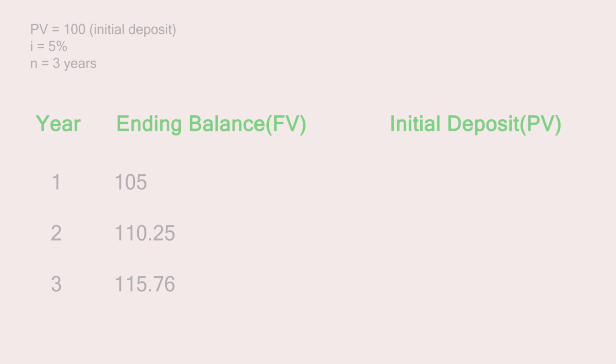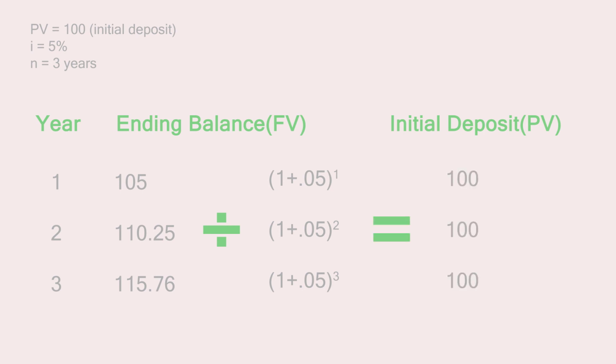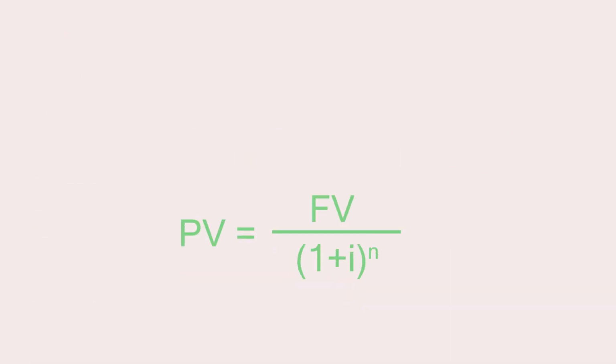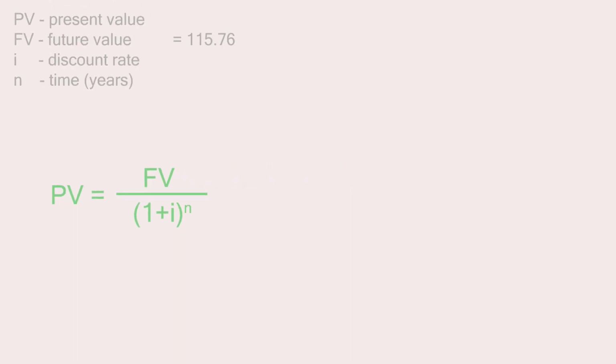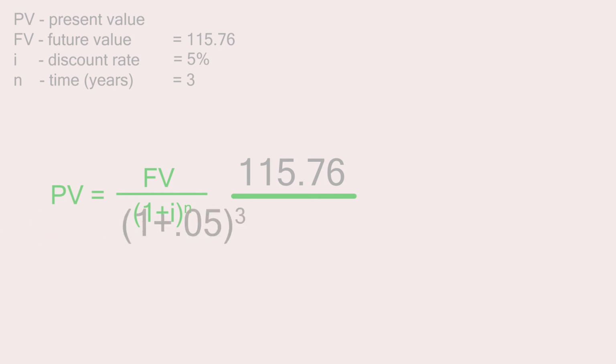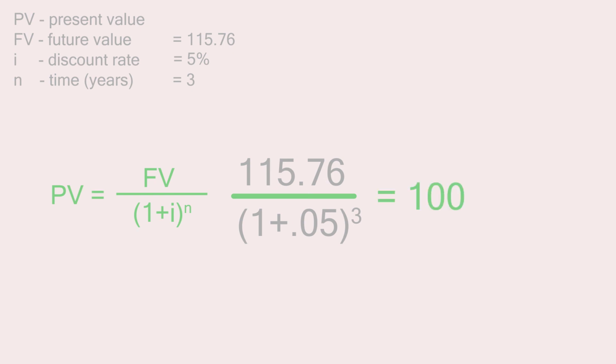Essentially, we are dividing the future value by 1 plus the interest rate raised to the power representing the years for which it was invested. The actual formula looks like this. Say we wanted to calculate the present value of $115.76, received 3 years from now, with a discount rate of 5%. If we divide by 1.05, raised to the third power, we get our original investment of $100.